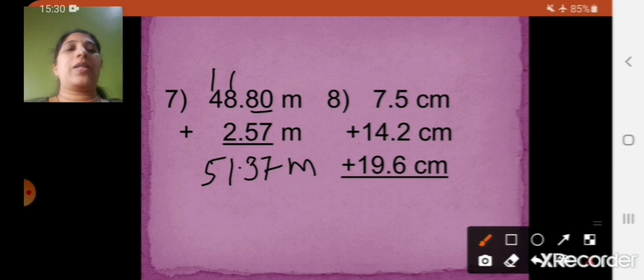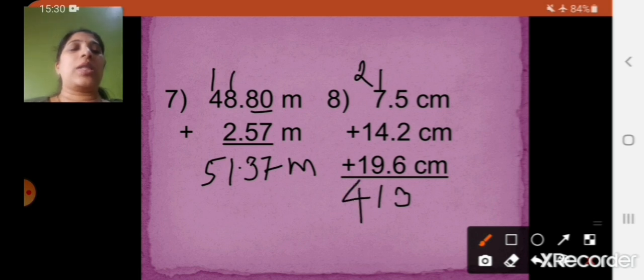Now 5 plus 2 is how much? 7, and 7 plus 6 is 13. So 3 you will write and 1 you will carry over. 1 plus 7 is 8. 8 plus 4 is 12 and 12 plus 9 is 21. So 1 I will write down and 2 carried over. 2 plus 1 is 3 and 3 plus 1 is 4.